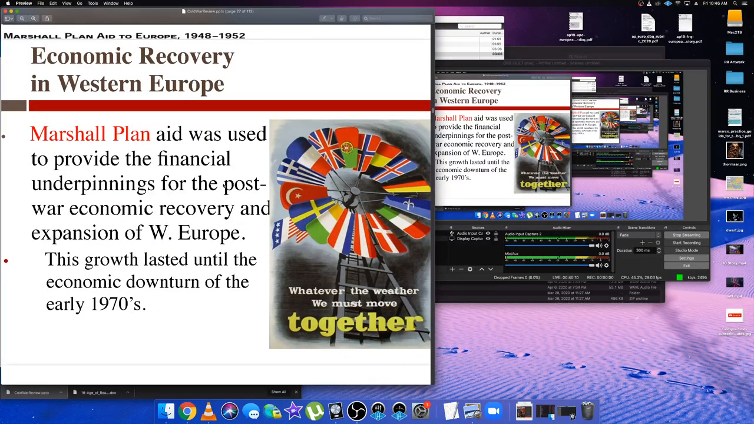So the Marshall Plan aid was used to provide financial underpinnings for post-war economic recovery and the expansion of Western Europe. And this growth from the Marshall Plan lasts for like 20-some years because that money builds on itself. So they continue to rebuild and regrow for about 20 years or so after the war using Marshall Plan dollars.